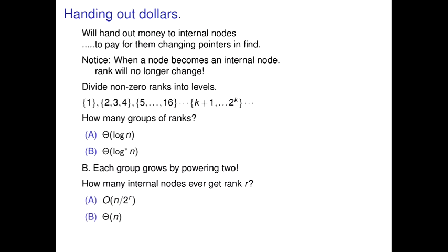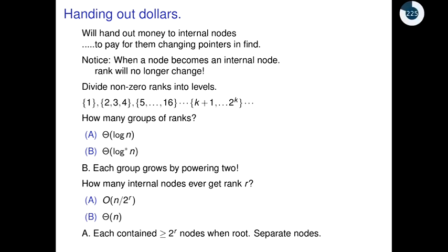So how many internal nodes ever get rank R? I'm not talking about a group here, but if you just think of one rank, how many internal nodes ever have rank R? Well, any rank R node or pointer has to have 2 to the R nodes in it. Any two rank R guys have to have separate sets. That's what I said on the very first slide. So this says there's at most n over 2 to the R of any rank. Each contains 2 to the R nodes when it's root, and they're separate nodes.